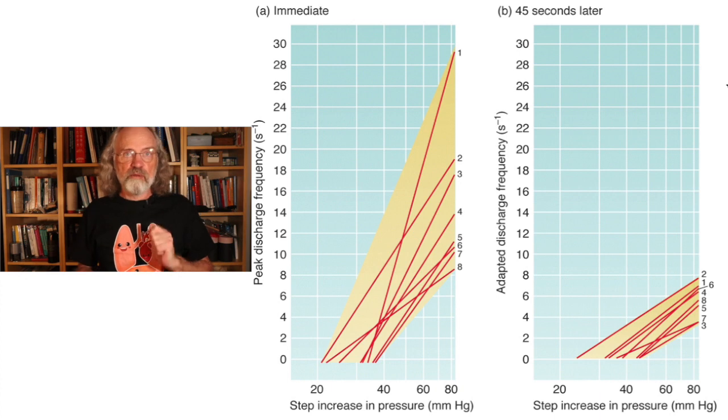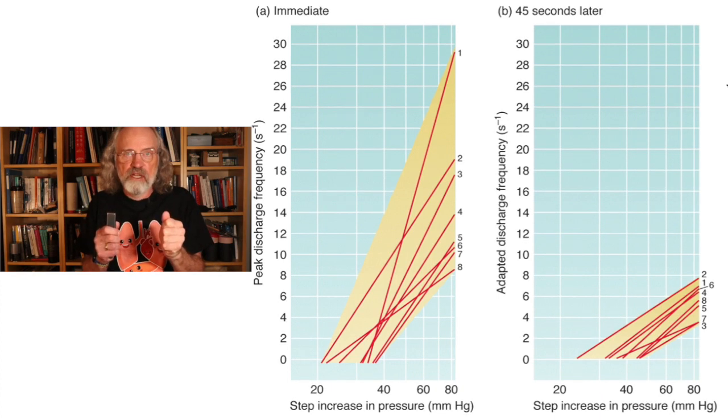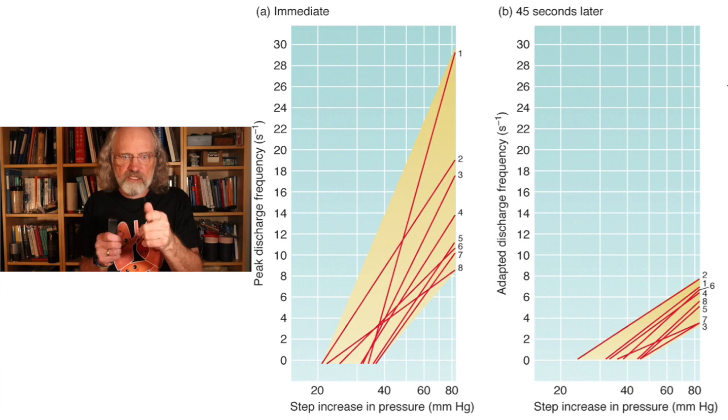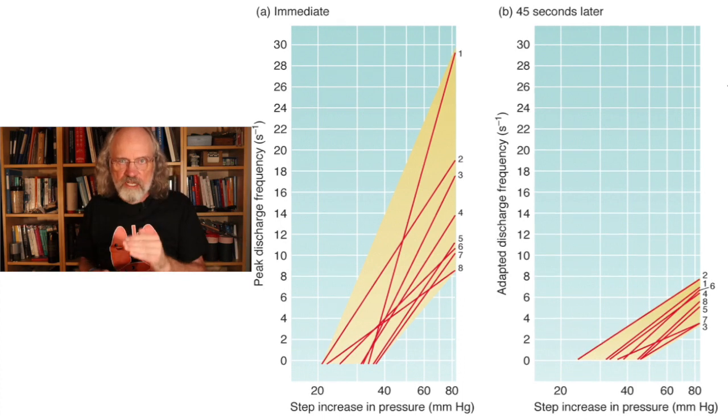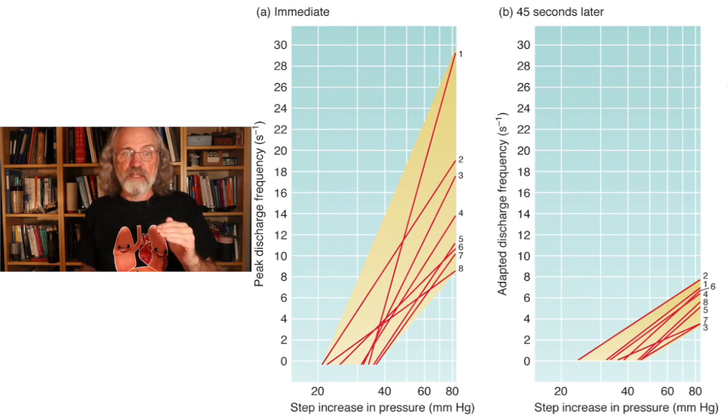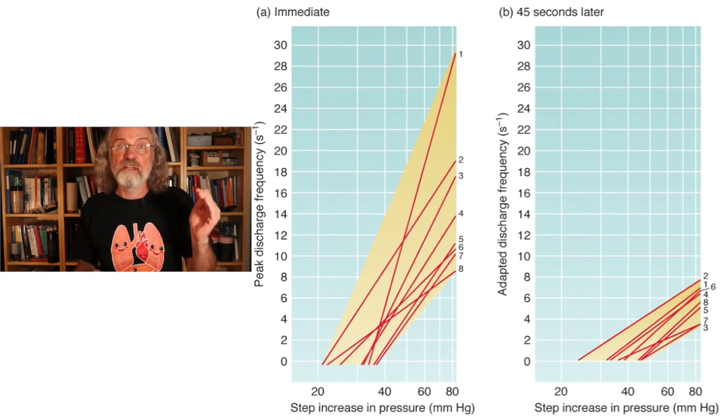So you can imagine applying a pulse of pressure, stretching these baroreceptors to a fixed amount, and you get a big jump in the firing rate. And then if you just hold it at that pressure for a while, in this case 45 seconds, you'll see that the rates all go down. So the firing rates decrease quite dramatically. They get as high, in some cases, as high as 30.